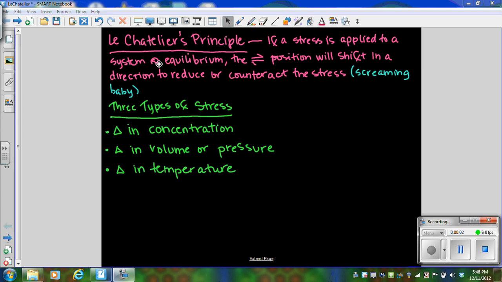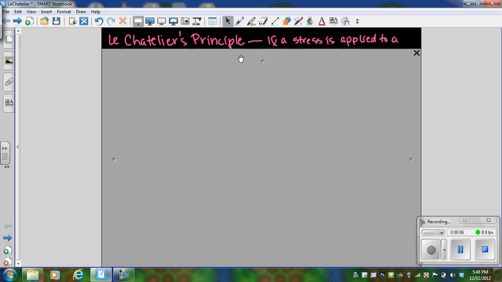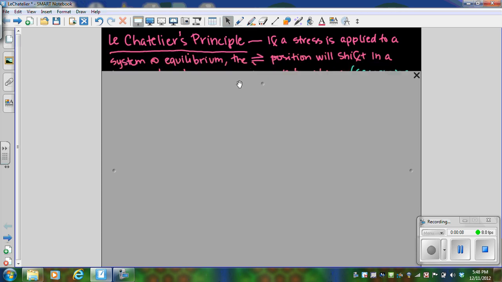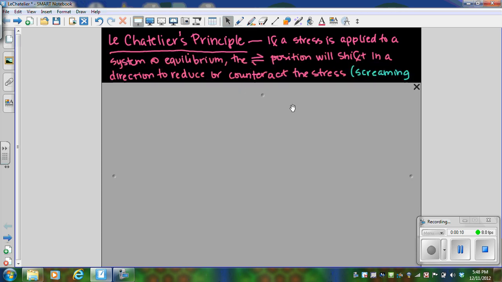Okay, so this video is going to go through something called Le Chatelier's principle. And I want to define it first. So Le Chatelier's principle states that if a stress is applied to a system at equilibrium, the equilibrium position will shift in a direction to reduce or counteract the stress.